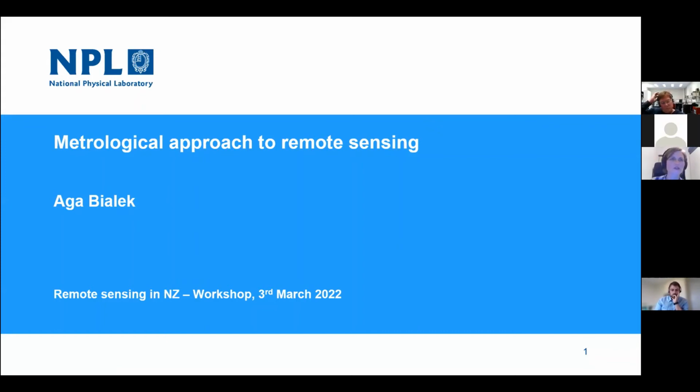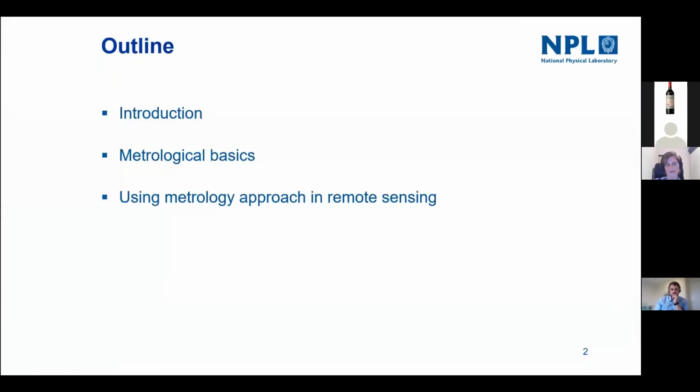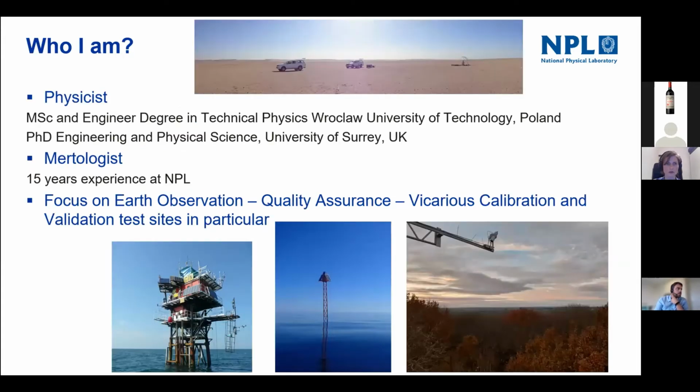Okay. So my name is Aga Bialek, and I work in the UK at the National Physical Laboratory, and I will tell you a little bit about what we do here in terms of sensing. So basically, just a quick overview. I will introduce myself in more detail and the organization where I work, and cover some basics of metrology, and then show you a few examples of how we try to use it in remote sensing or air observation applications.